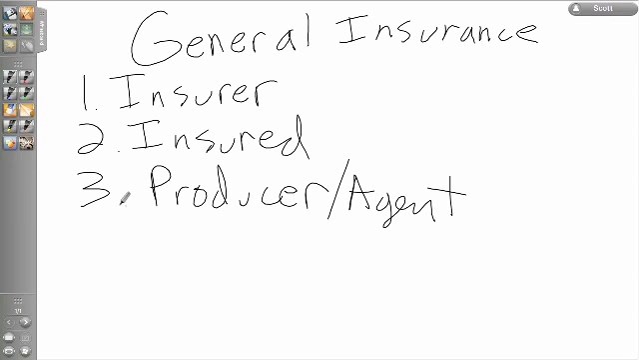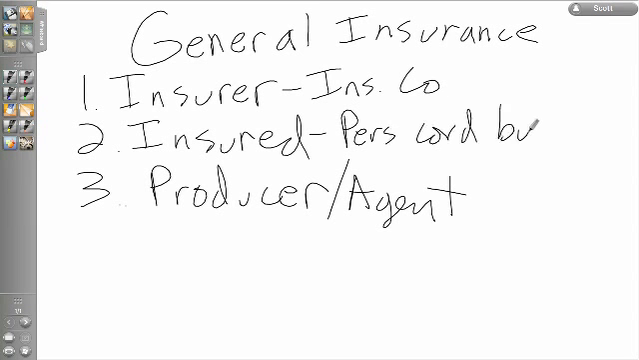And here we have insurer. The first one is the insurance company. The second one, the insured, is the person covered by the insurance.